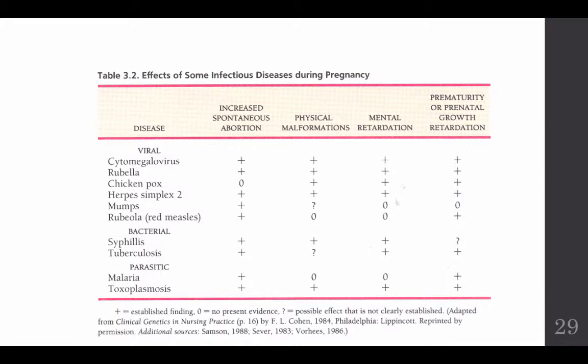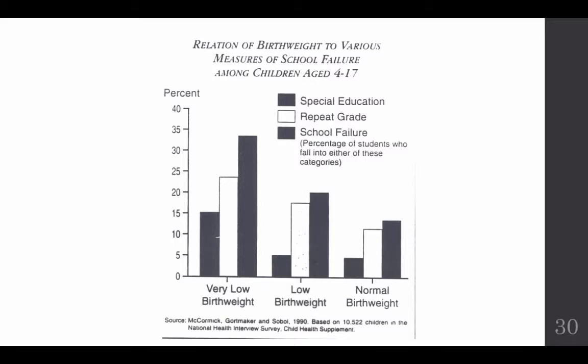This chart over here outlines the effects of some of the viral diseases and their effect on prenatal development. And we can see that for most diseases, exposure has negative consequences on the fetus. One major contribution of viral and environmental teratogens is low birth weight and premature birth.